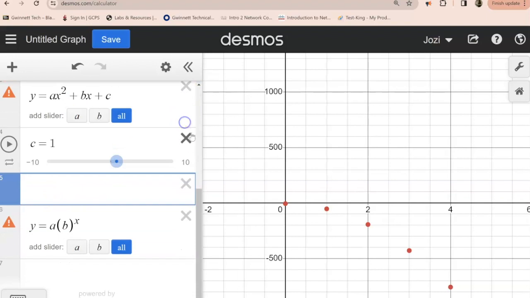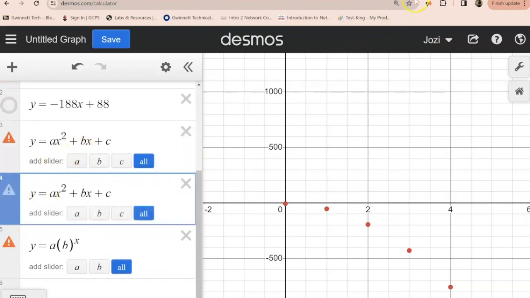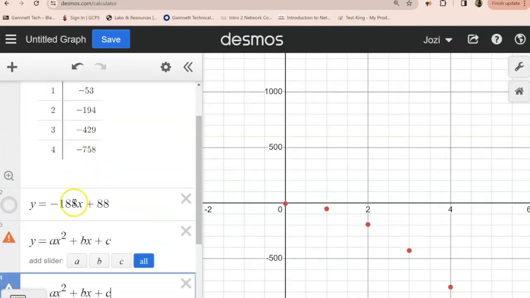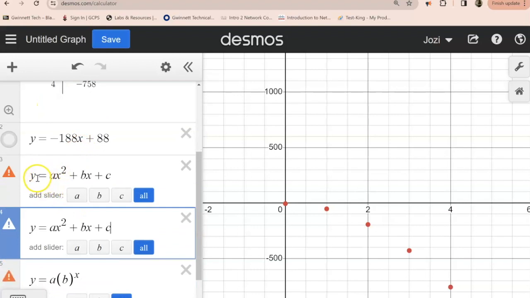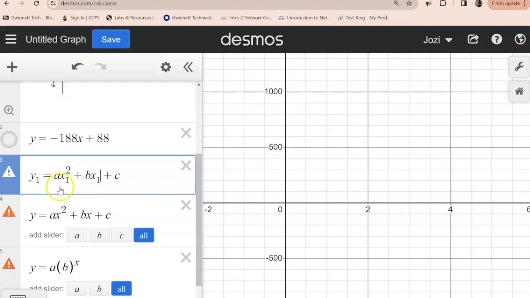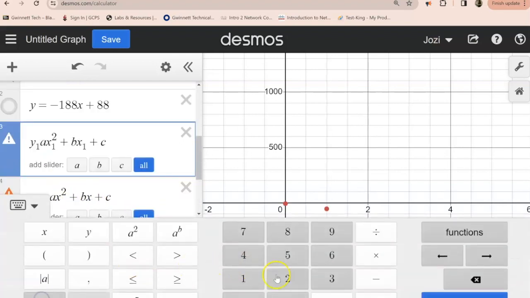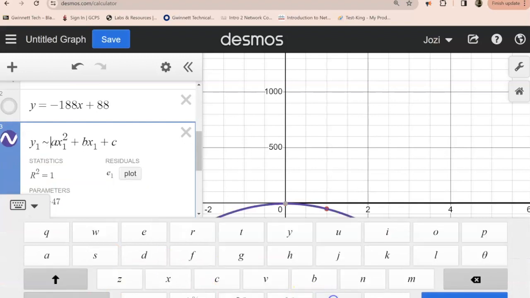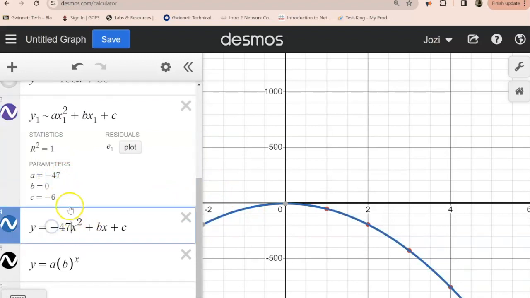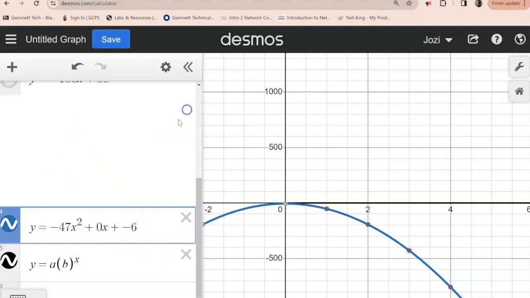It's just pressing enter and deleting all that extra. Come back to the quadratic. And actually, I don't even need all that. Again, I need x1, y1 on quadratic. So come down to the x, 1, another x, 1, and then squiggly line. Okay, so I have a is negative 41, negative 47. b is equal to 0. c is equal to negative 6. All right, get rid of that.